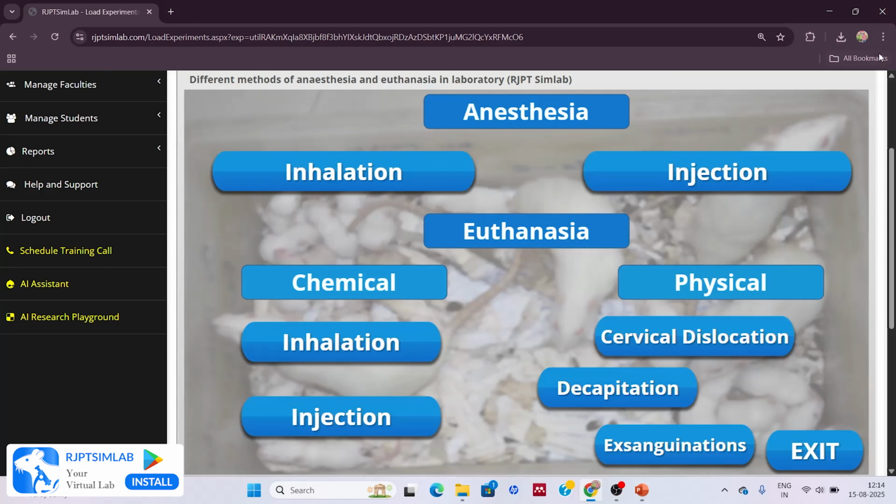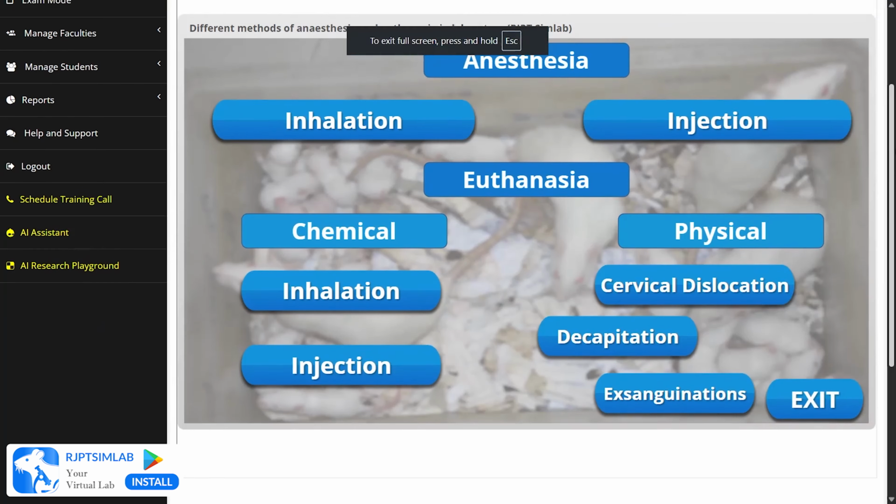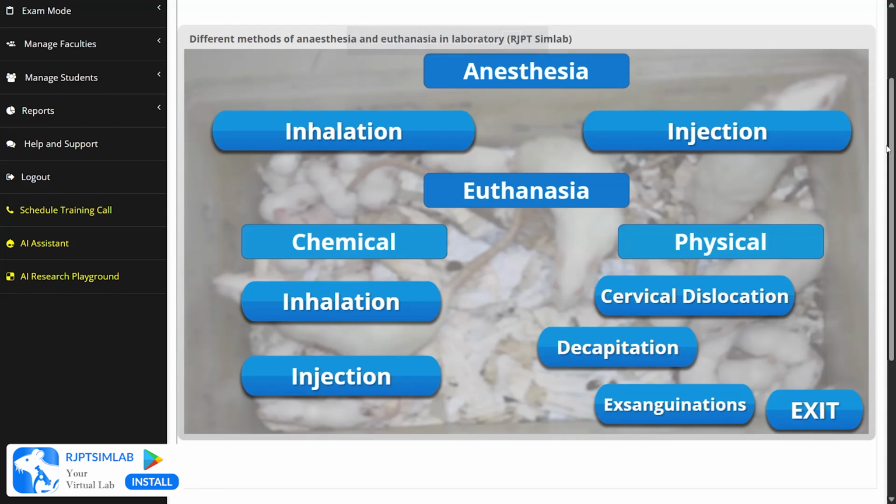As we can see, here are the different methods of anesthesia and euthanasia. Now let's start with the first anesthesia method. Here we have the inhalational and the injection. So now let's start with the inhalational method.